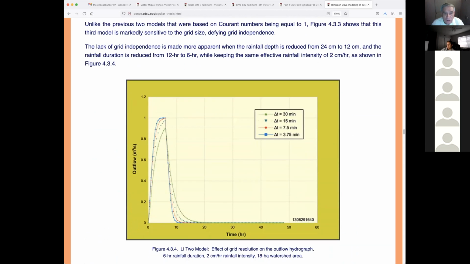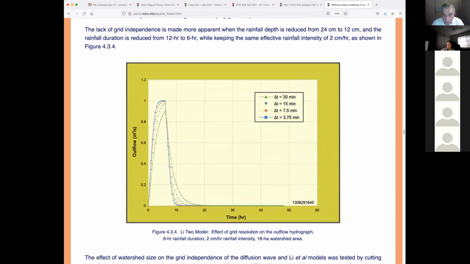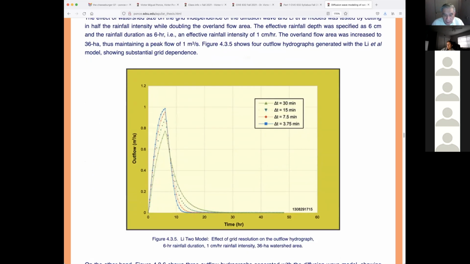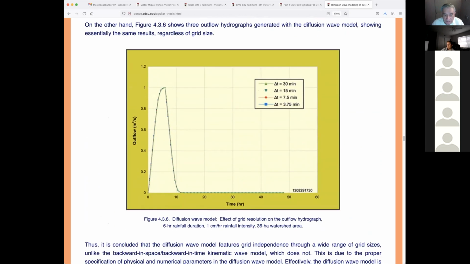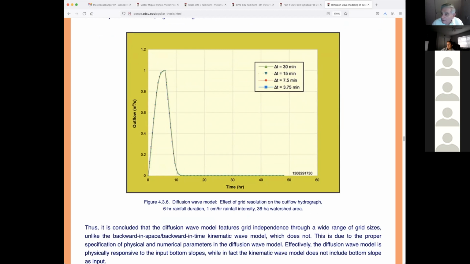Okay, so lack of grid independence. You can see here the lack of grid independence of the Lee model. Lee model, effective grid resolution. Diffusion wave model, effective grid resolution. They're all the same, to the point where it is almost so close that people may say, hey, how did you do this?